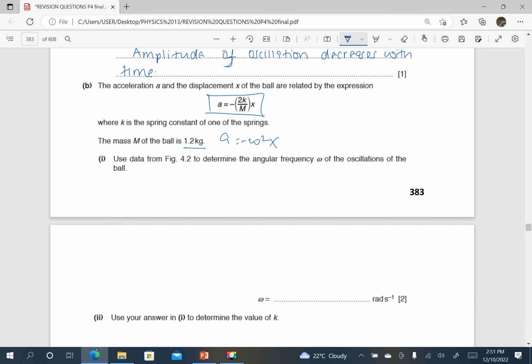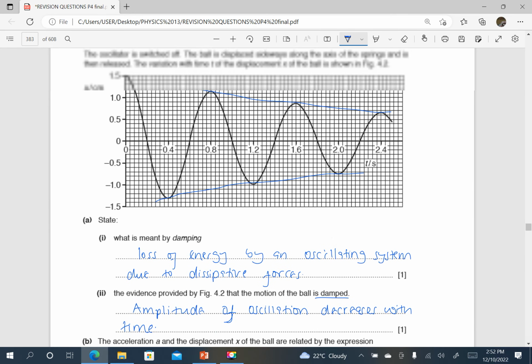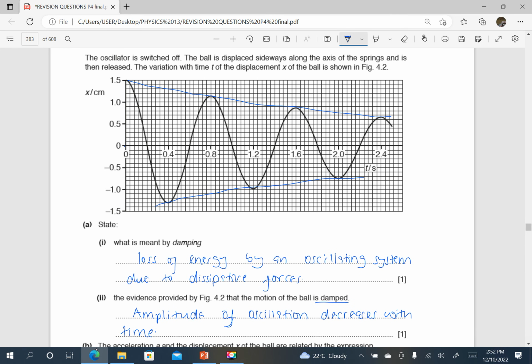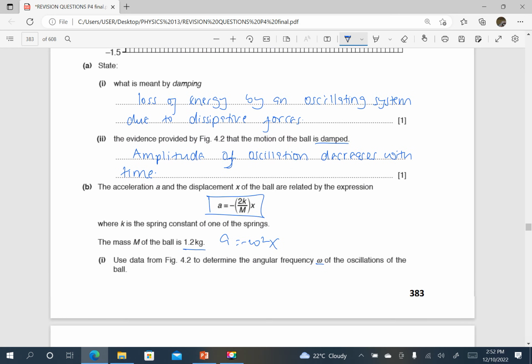The mass m is 1.2 kilograms. Use data from the figure to determine the angular frequency omega of the oscillations of the ball. So we know that omega is equal to 2 pi over the period, or 2 pi f. So this is 2 pi over, let's check out the period. If I start at t equals 0, I'm starting at the peak. Then the next time I come back to the peak, that is at 0.8, that is one cycle. So the period is 0.8.